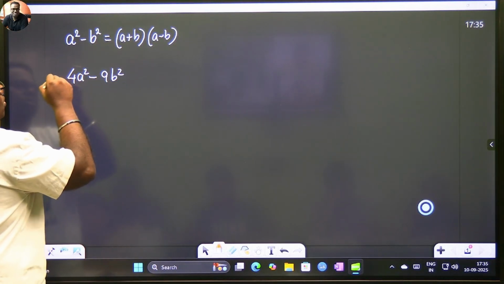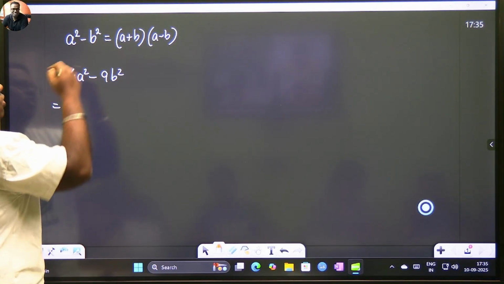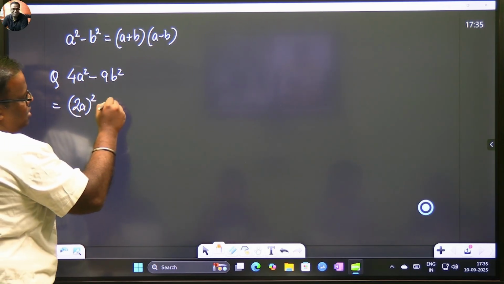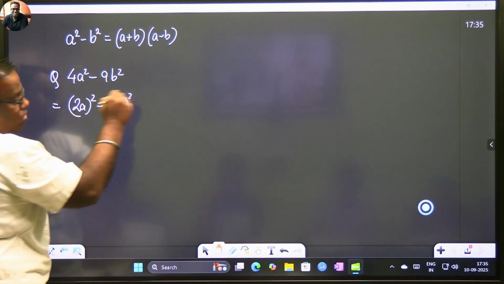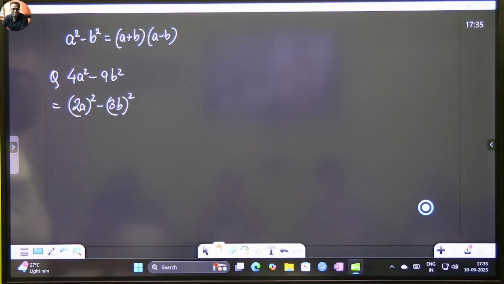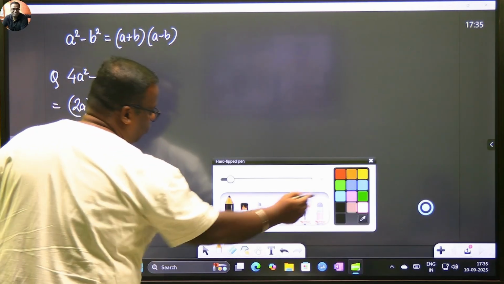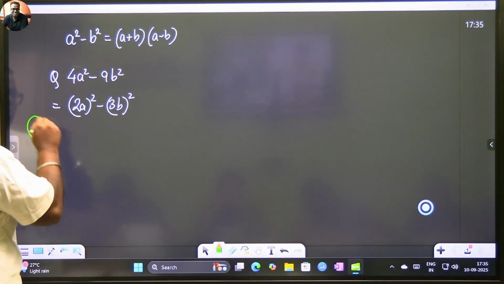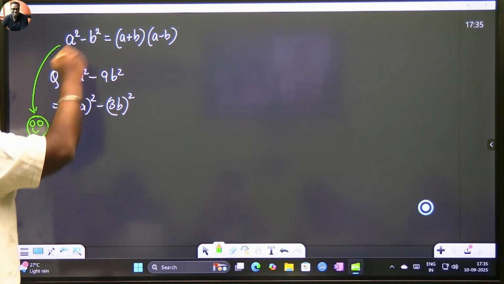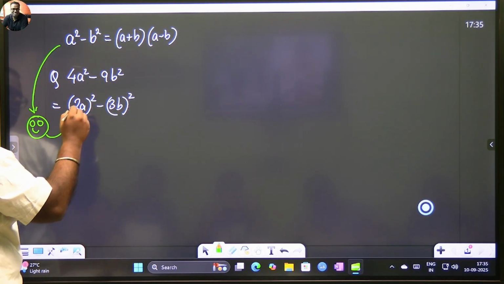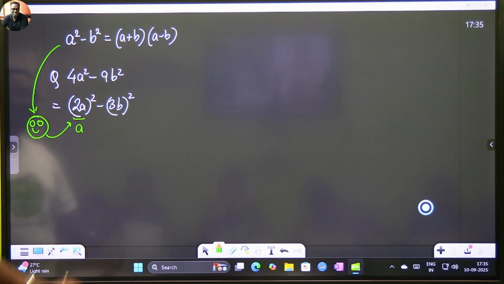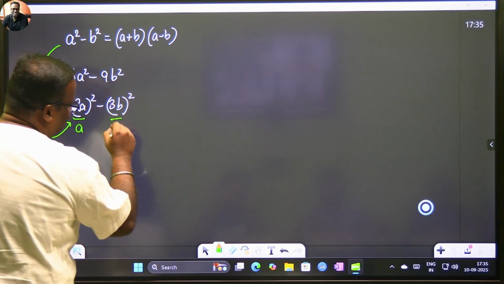Now suppose a problem is like this. In this case, you have to always think, how do I fit this? I can make it 2a whole square minus 3b whole square. Have you understood this or not? 4a square is 2a whole square, right? Now what should be hovering in your mind is that you first absorb this formula and try to fit it here. The entire this thing is your a, and the entire this thing is your b. Have you understood or not?